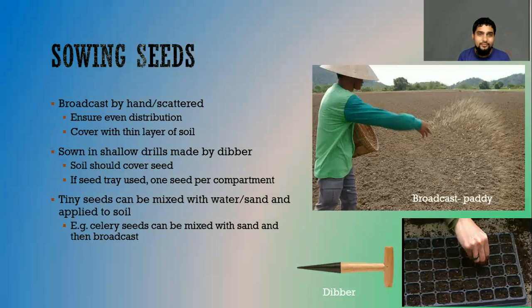Tiny seeds, very small seeds, for example celery seeds, you can mix them with sand and then apply it on the soil, or you can even add them to water and then apply the water onto the bed.